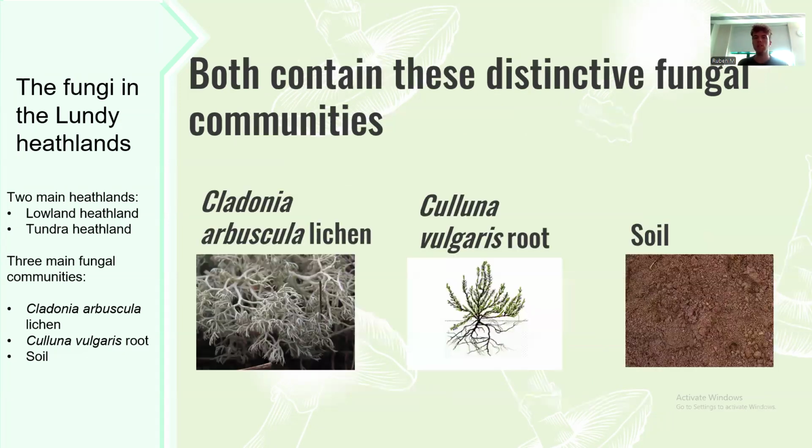The communities I decided to study were the dominant fungal communities in both of these heathland habitats: the fungi associated with Cladonia vascular lichen, the fungi associated with Calluna vulgaris roots, or inside the roots, and the fungi found in the soil.